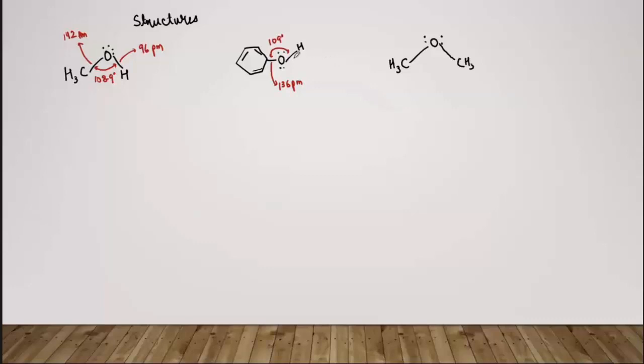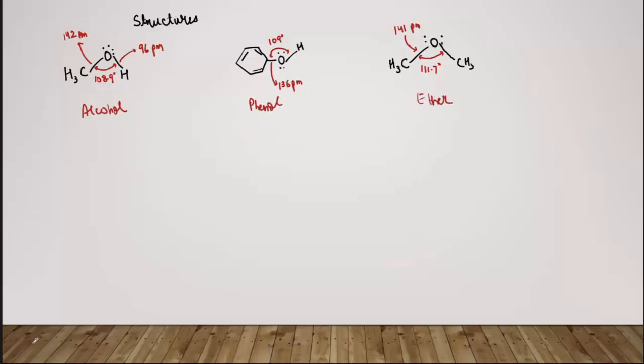And the bond length between O and H will remain the same as in the previous case, that was 96 picometers. Here you will see that this angle between these two groups is 111.7 degrees, while this bond length, for both of the methyl groups, will be 141 picometers. So this is alcohol in general, this is phenol and this is ether.